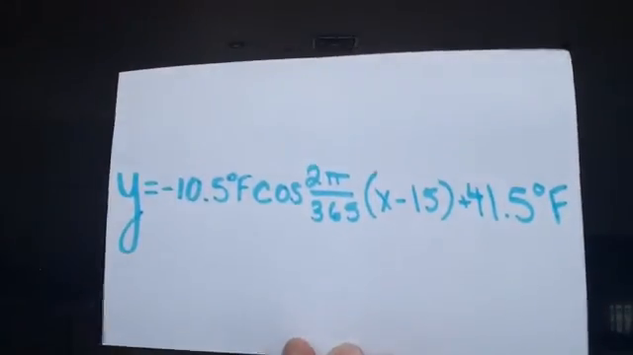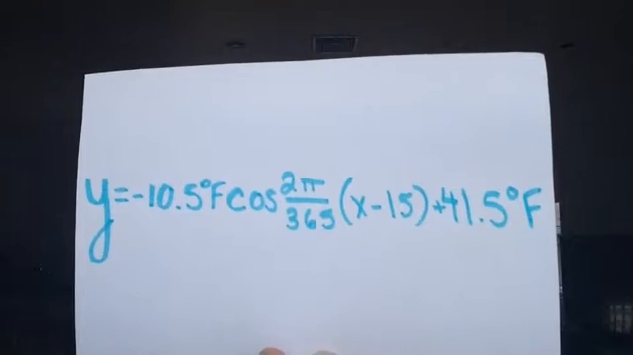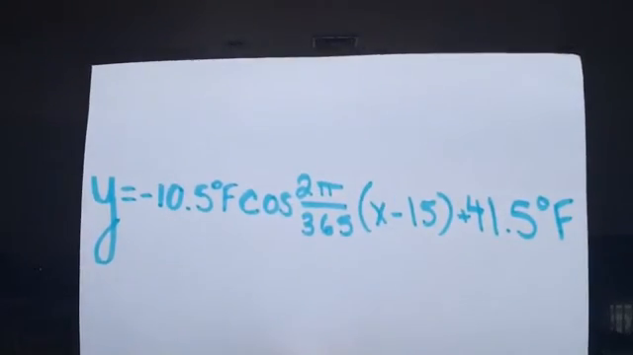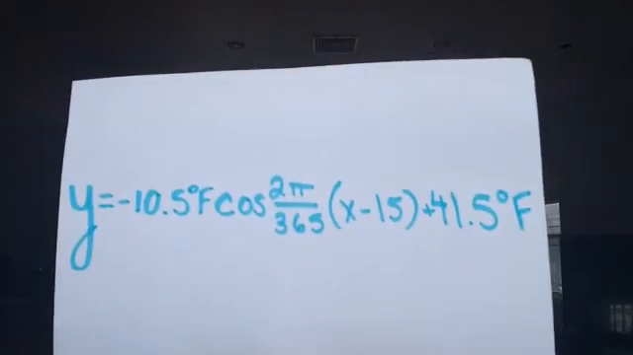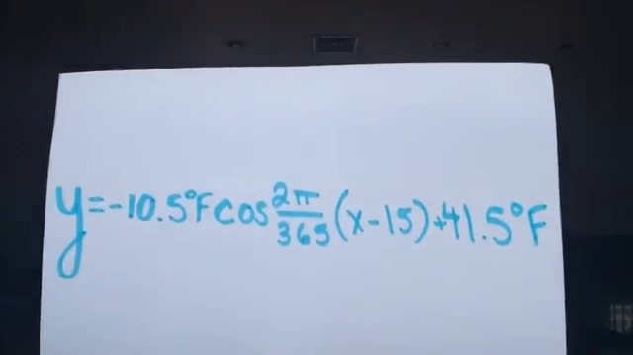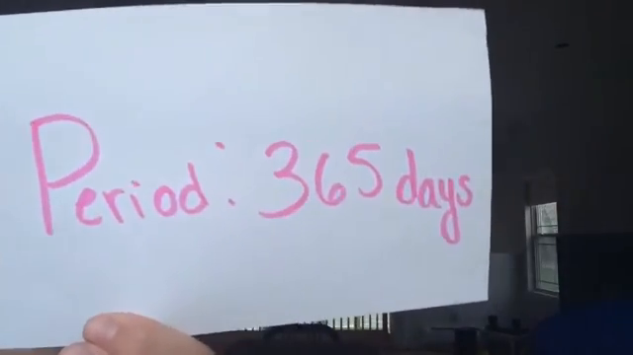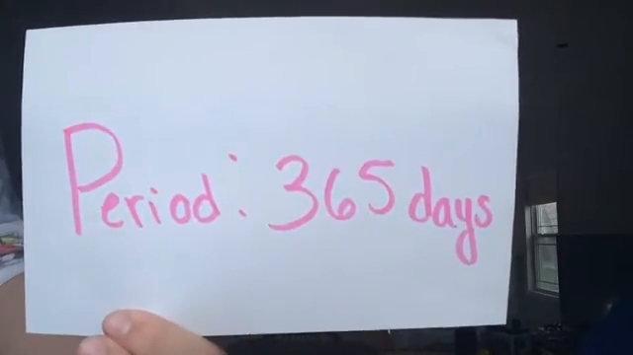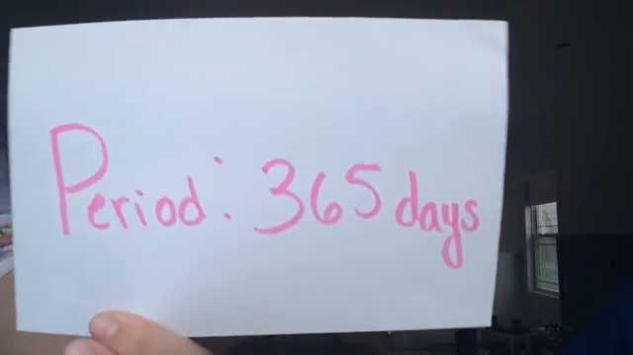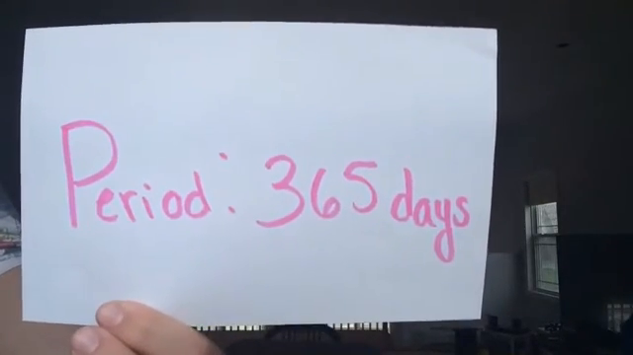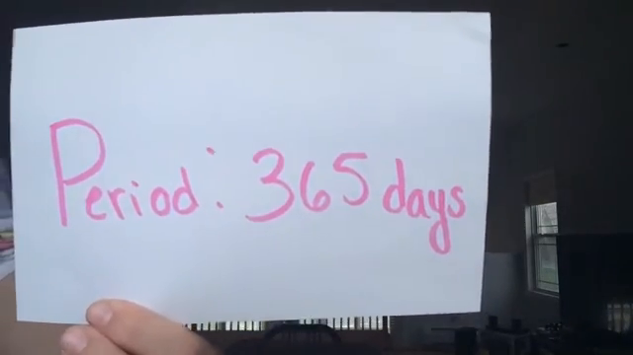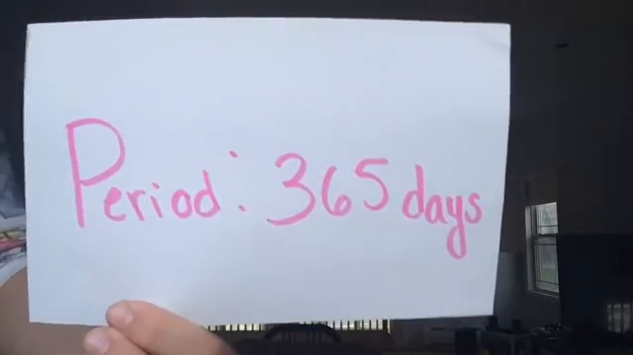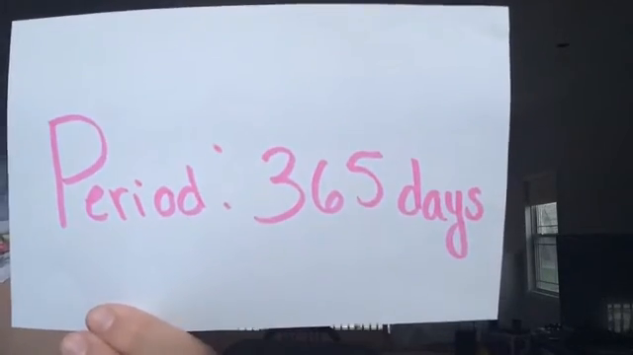So our equation was y equals negative 10.5 degrees Fahrenheit cosine of 2 pi over 365 times x minus 15, plus 41.5 degrees Fahrenheit. So first we're going to be talking about the period of the equation, which is the amount of time that we've been graphing this average monthly temperature. And so our graph goes for 365 days on the x-axis, which means that we have been gathering evidence for 365 days.